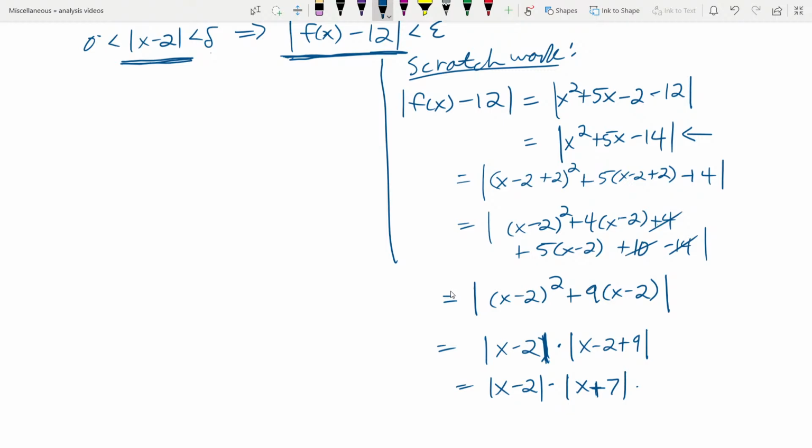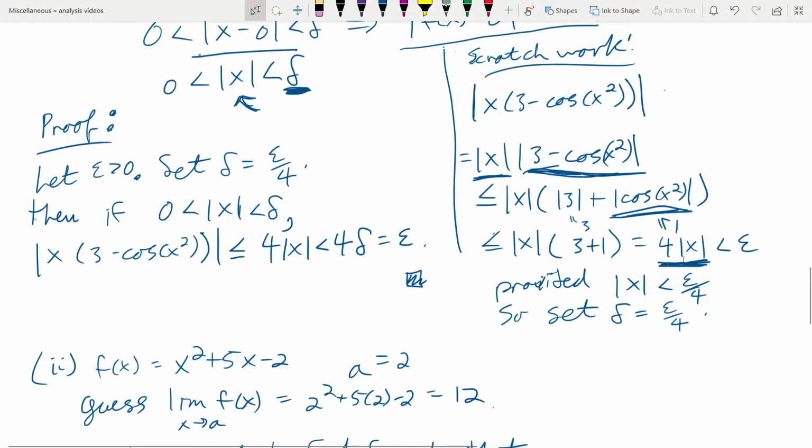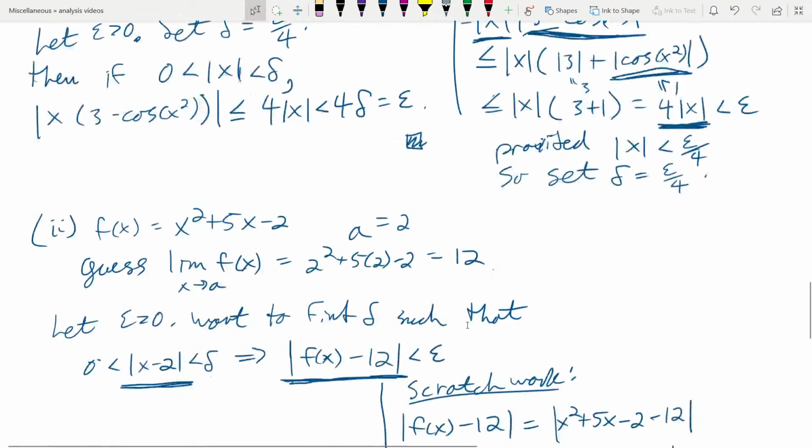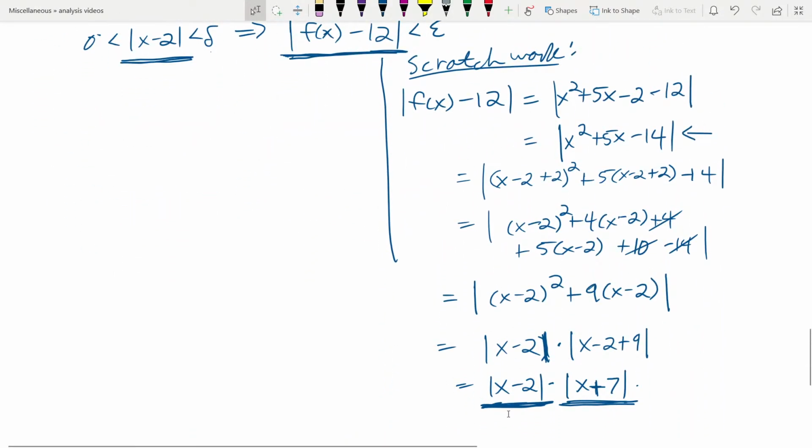So the thing is, the x − 2 we understand, we have control over. This is something we are able to make very small. It's just that x + 7, whereas before we had just a nice constant times the absolute value of x, now we have another function of x times the absolute value of x − 2.